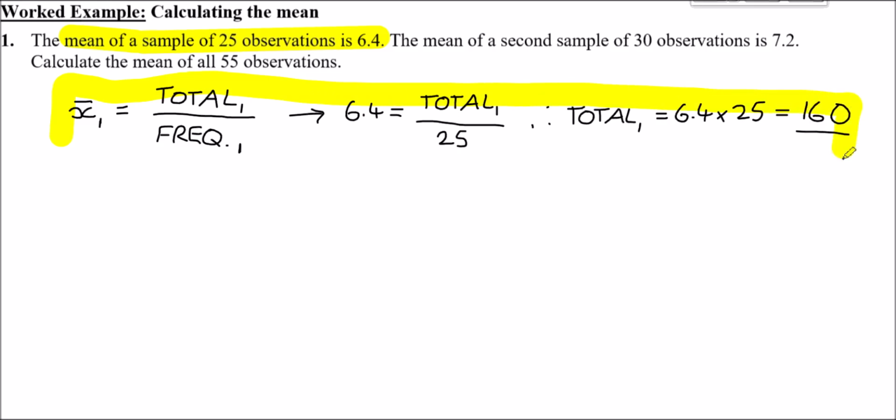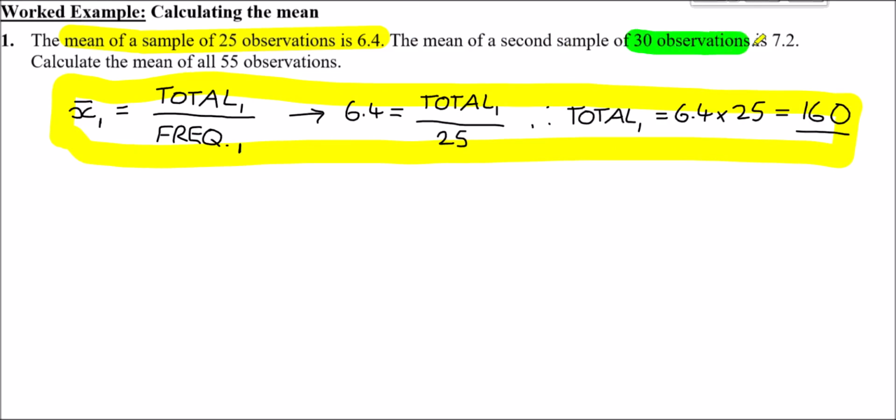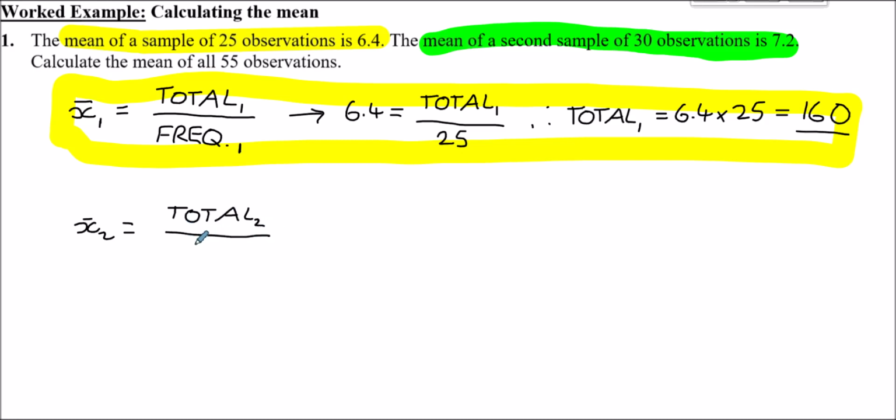We now do the same process for this second group. So we're told for the second group that it's 30 observations with a mean of 7.2. So the mean for group 2 is again the total of the data values for group 2 divided by the frequency, or total number of items, or observations in this case, in group 2. So if we just substitute in what we know, we're told the mean here is 7.2.